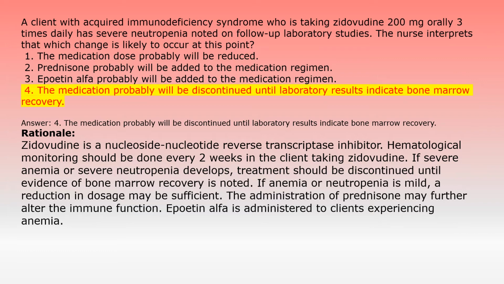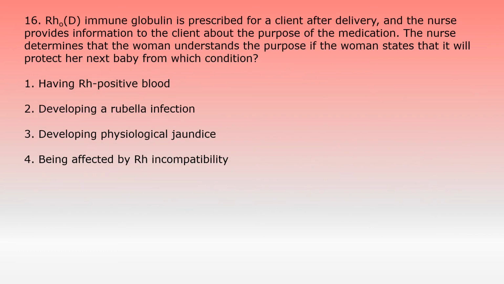The administration of prednisone may further alter the immune function. Epoetin alpha is administered to clients experiencing anemia. 16. Rho-D immune globulin is prescribed for a client after delivery, and the nurse provides information to the client about the purpose of the medication. The nurse determines that the woman understands the purpose if the woman states that it will protect her next baby from which condition? 1. Having Rh-positive blood. 2. Developing a rubella infection. 3. Developing physiological jaundice. 4. Being affected by Rh incompatibility.